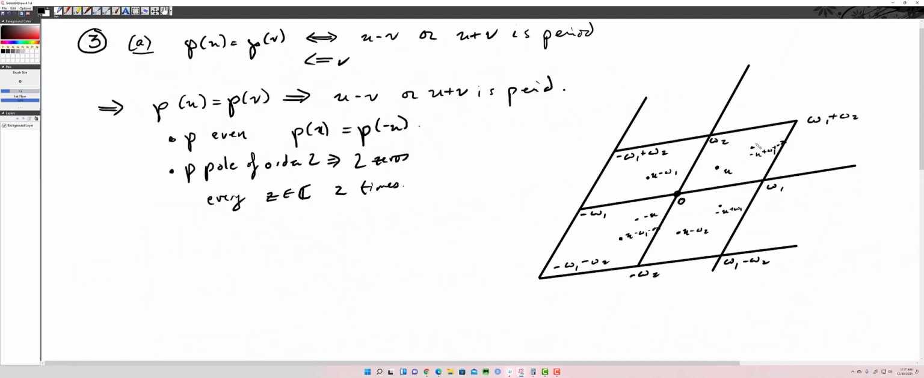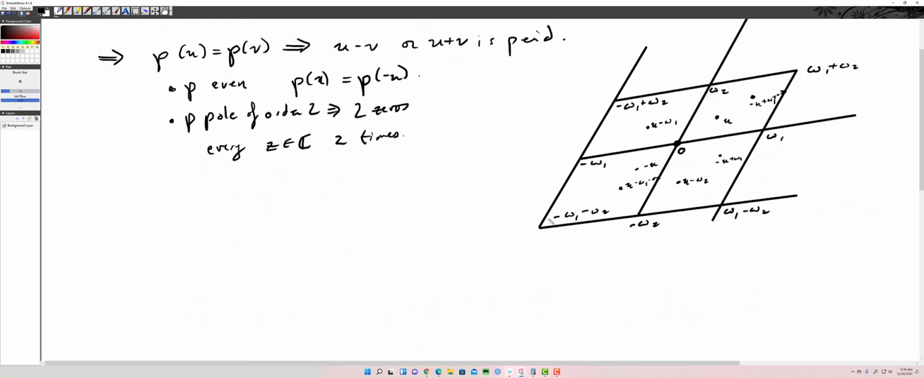And if we think about this for a second, we're guaranteed that these 2 points, if U is in the interior of this fundamental parallelogram, right, then we know that U is somehow less than omega 2 and less than omega 1 in some sense, right? And therefore, if I take its inverse and I add omega 2 and omega 1, I wind up in the same parallelogram, okay? So the 2 points I have in that parallelogram are U and minus U plus omega 1 plus omega 2. Okay?